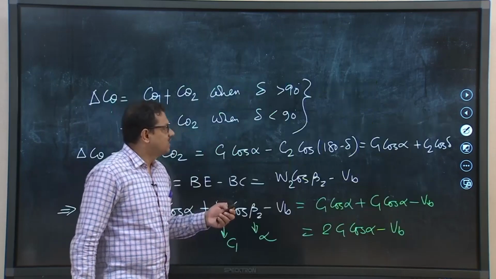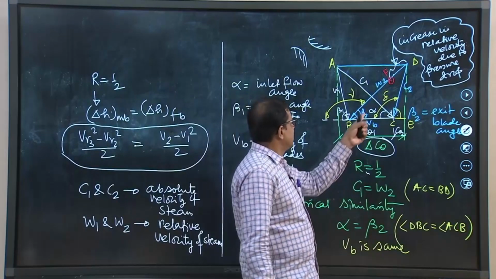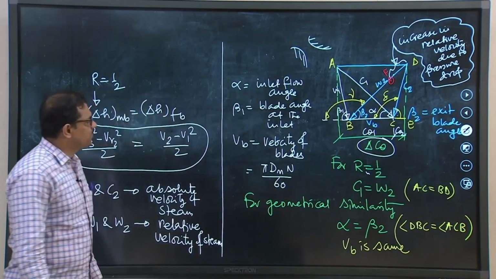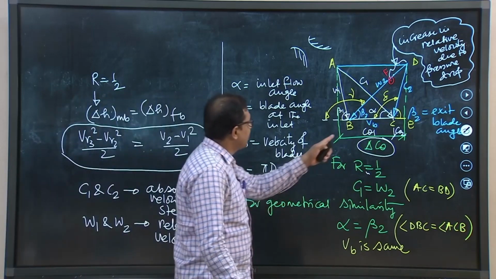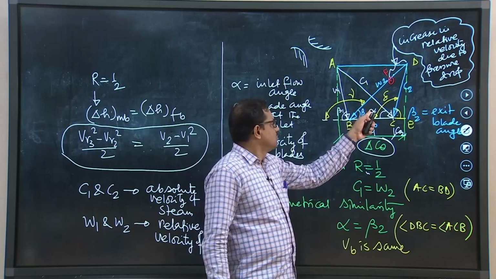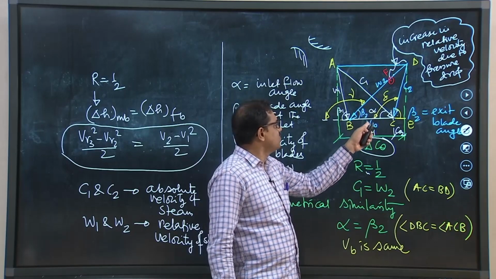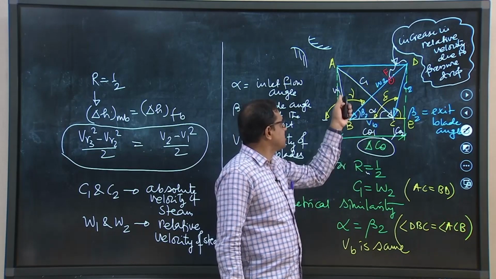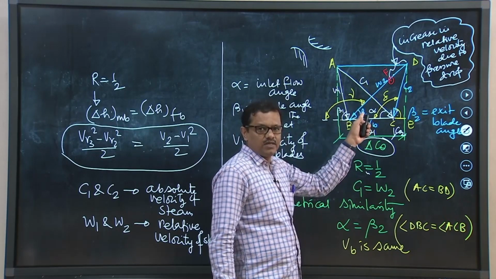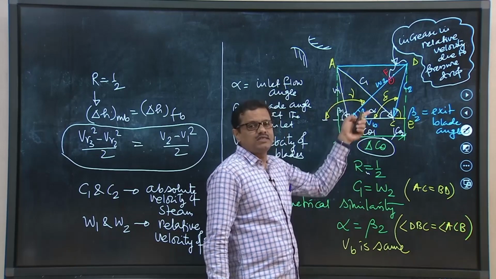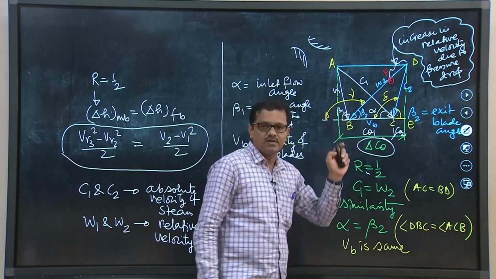So, if we look at the velocity triangle, that is ABC, we can write cos alpha, where alpha is also known. So, cos alpha equal to C1 square plus Vv square minus W1 square by 2 C1 Vv. From there we can write W1 in terms of known quantities, that is C1, Vv and alpha.